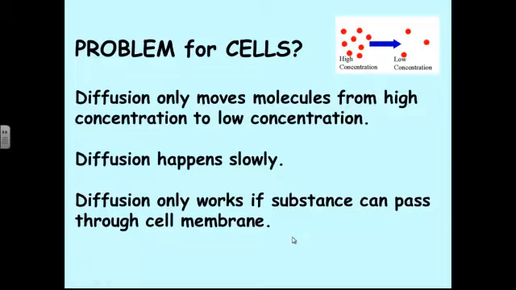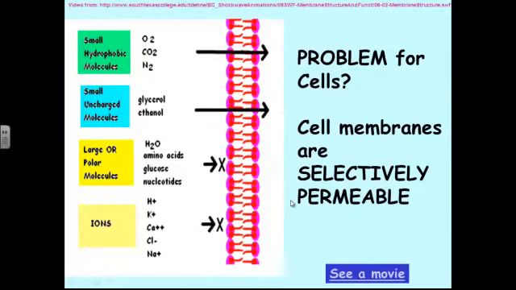And diffusion only works if a substance can pass through the cell membrane. And remember, membranes are selectively permeable. Not all molecules can pass through. What determines whether they can pass through are these phobic tails in the center of our bilayer. Remember, membranes are made out of a double layer of phospholipids with the heads facing out and the tails in the middle, like a peanut butter sandwich.